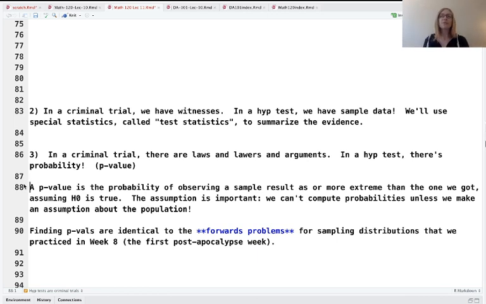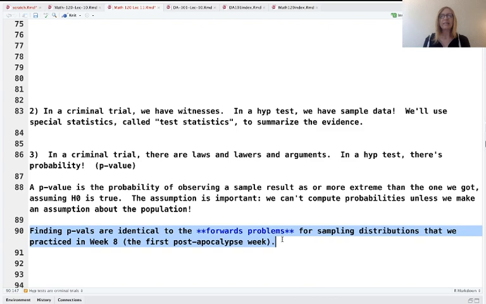Think about your z-score formulas. You need to know mu, you need to know p, those population parameters. For us, in a hypothesis test, that comes directly from the null hypothesis. We can't compute this stuff unless we're upfront about the assumptions we're making, of course.